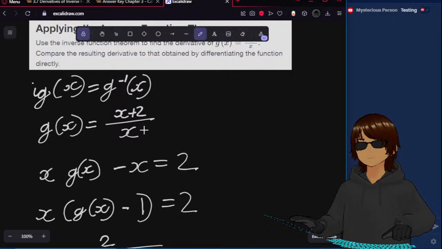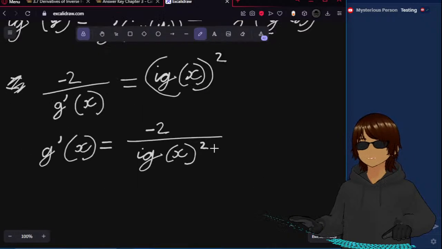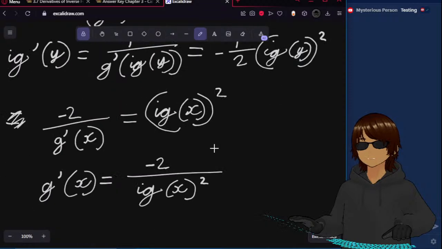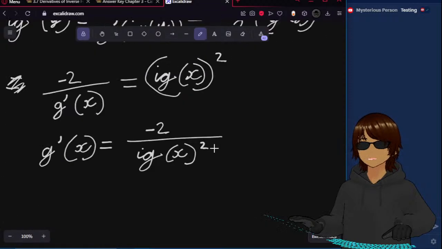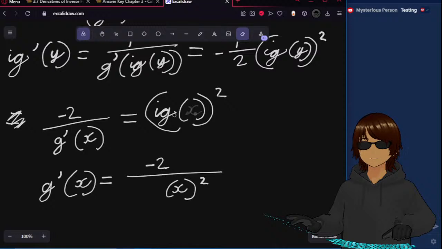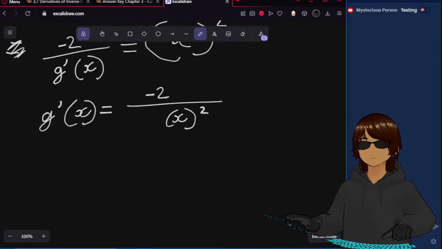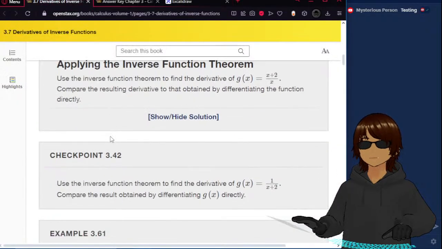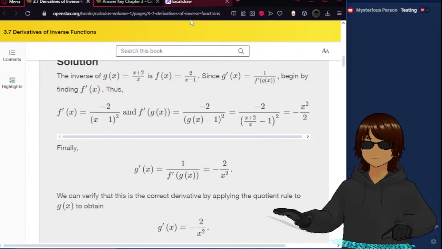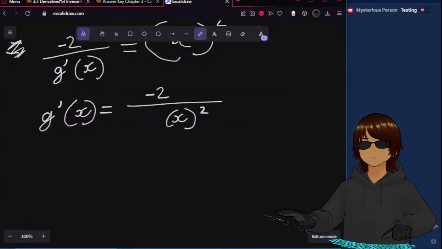You also have to open this now. So x plus 2 over x, nope. No, wait. Sorry. This is x square. Let's see the answer. Yeah, minus 2 over x squared.